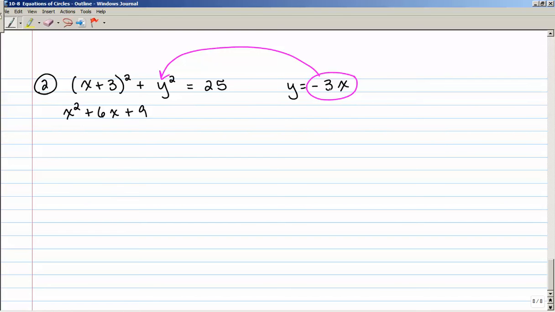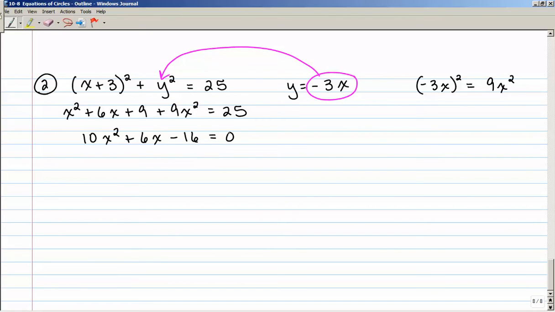And then when I do negative 3x squared, I'm going to do it over here. Negative 3x squared gives me 9x squared, equals 25. And again, I notice I have a quadratic equation because I have x squareds in it, so let's combine those like terms. That's going to give me 10x squared plus 6x, and then I'm going to subtract my 25 from both sides, and that gives me a negative 16, which equals 0.